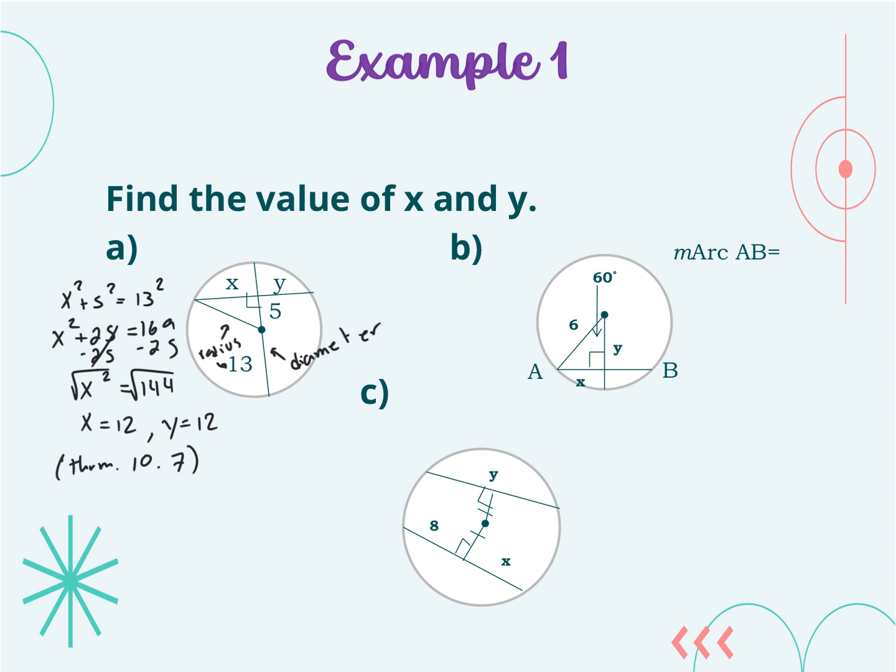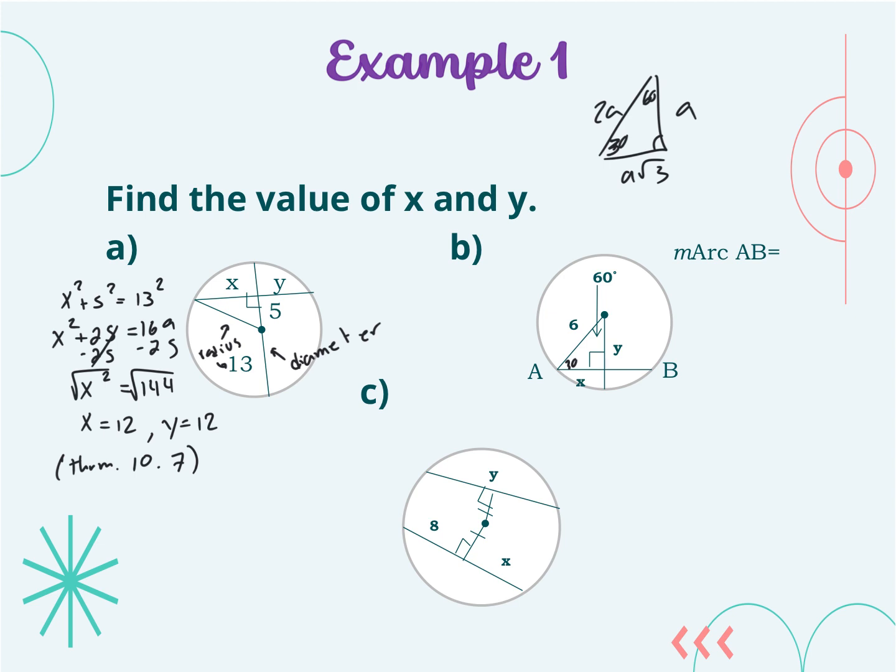So in order to solve B, we're going to have to realize that this is a 30, 60, 90 triangle. So we're going to have to use the special right triangle. So I'm going to draw it up here just to have it. 30, 60, 90. So this is a, a root 3, 2a.